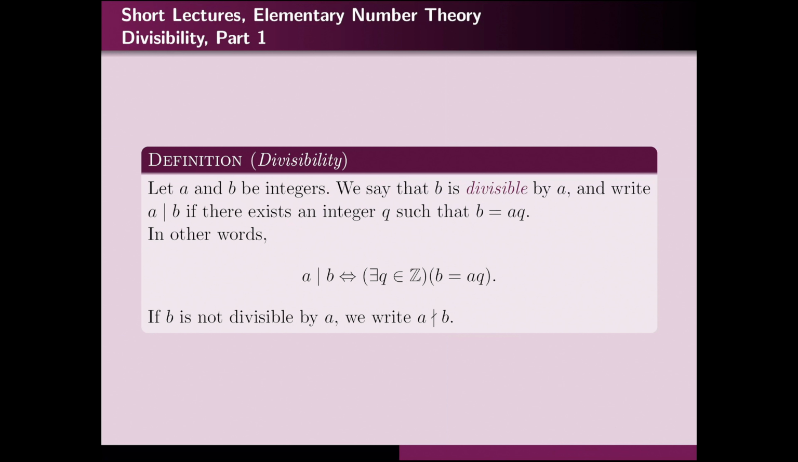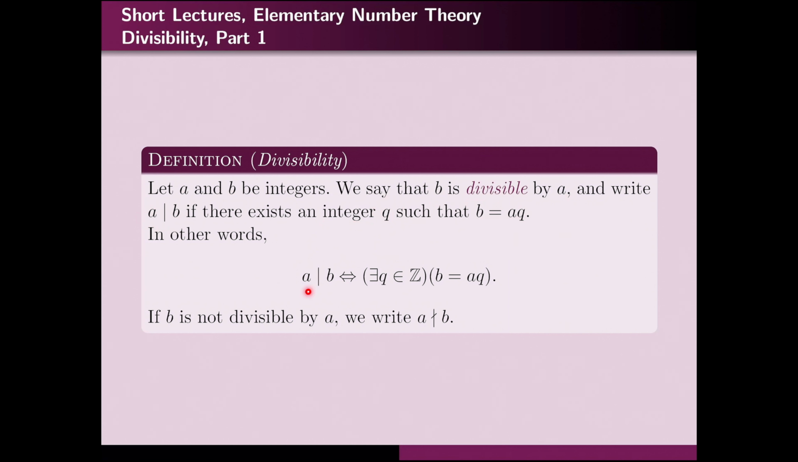So, let us say that a and b are integers. We say that b is divisible by a, and we denote this by the symbol a vertical line b, if there exists an integer q such that b is equal to aq. So b is divisible by a means you can guarantee the existence of an integer q, so that if that integer q is multiplied by the number on the left, it gives you the number on the right. That is the relation.